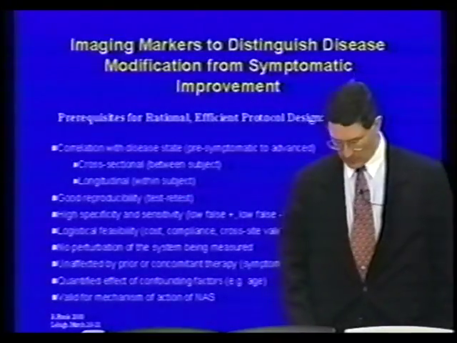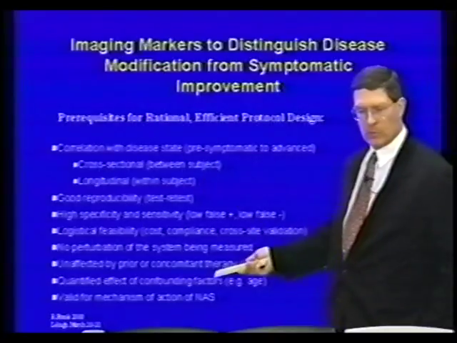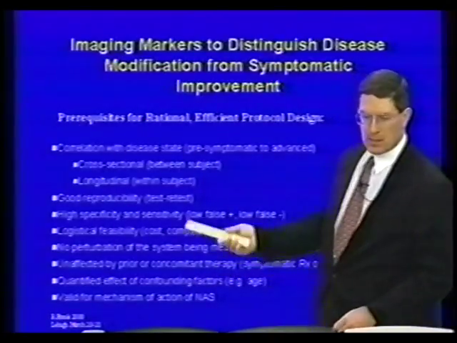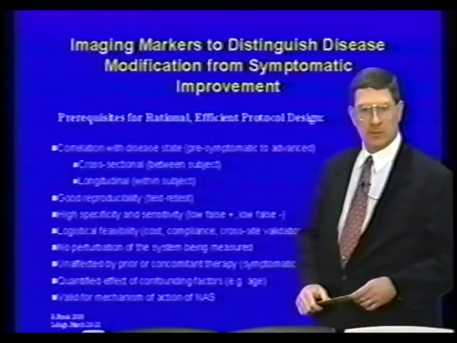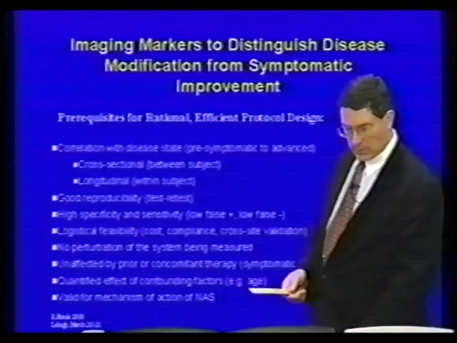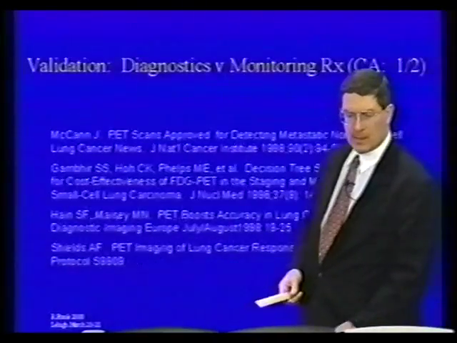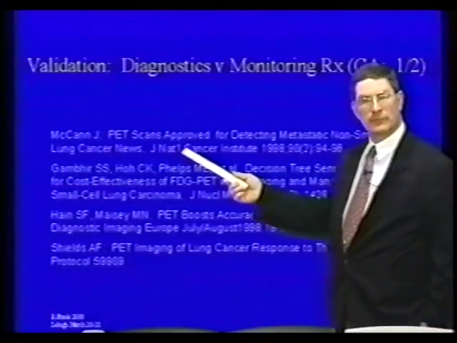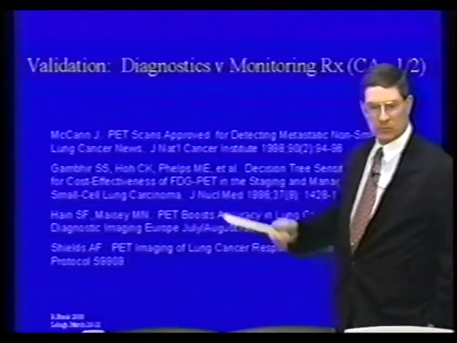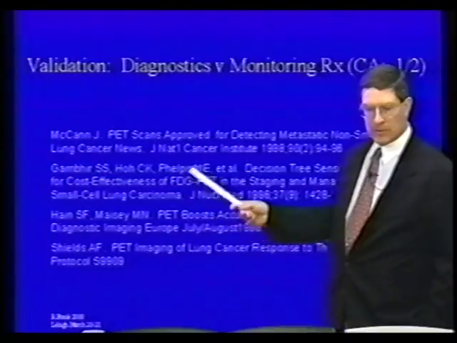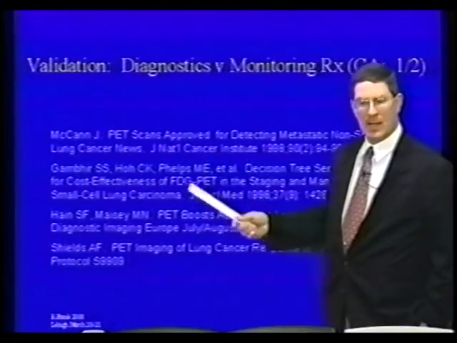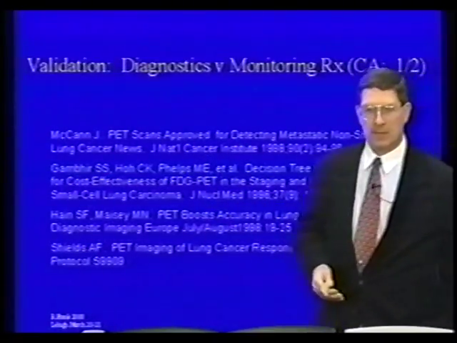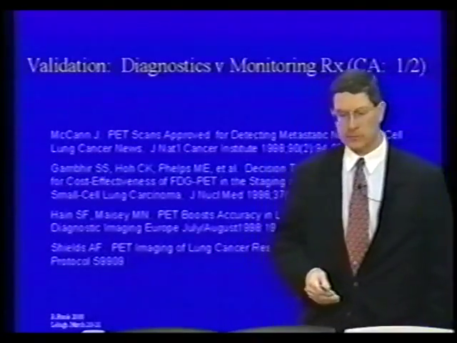Now I have just a couple minutes here, so I won't dwell on what I think are some of the criteria for a rational and efficient protocol design for phase 2, but I will welcome questions in that regard. I would emphasize, for example, that the use of fluorodeoxyglucose PET scans to stage cancer is something which is reimbursed by HCFA, and therefore it's clear that a certain level of validation must be there for HCFA to do this.